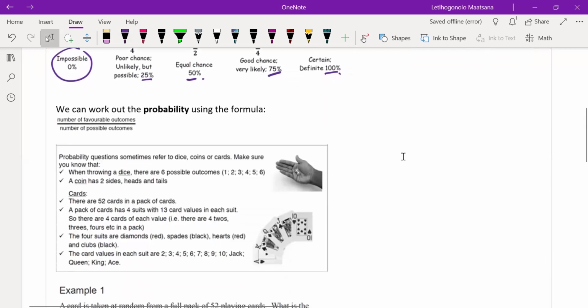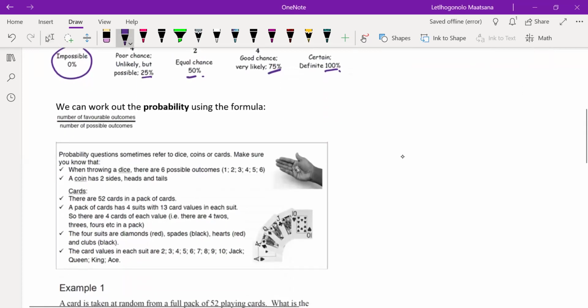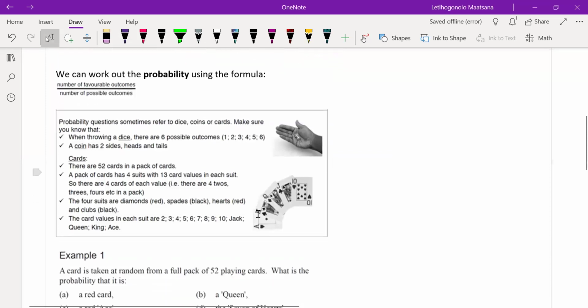Our probability formula looks at the number of favorable outcomes divided by the number of possible outcomes. We'll take a look at an example later on. In probability, they like to refer to the dice. One thing you should know about dice is that it has 6 possible outcomes. They like referring to the coin. The coin has 2 sides, a head and a tail. Therefore, it has 2 possible outcomes.